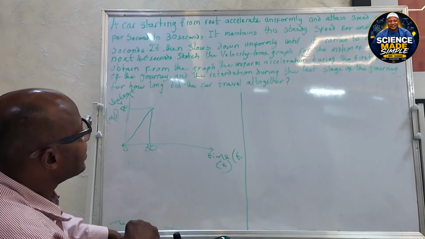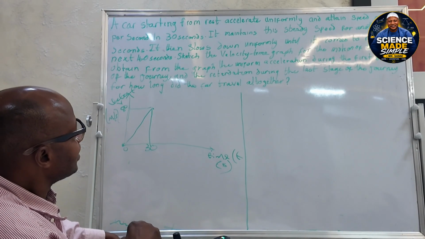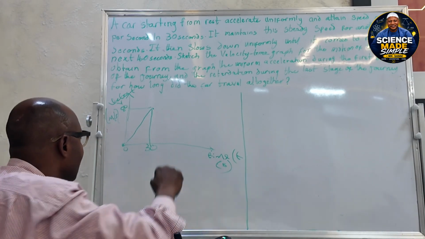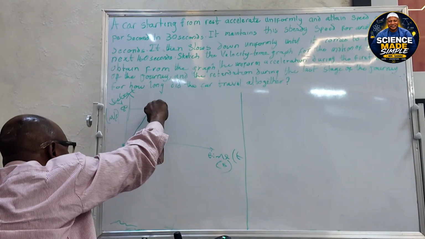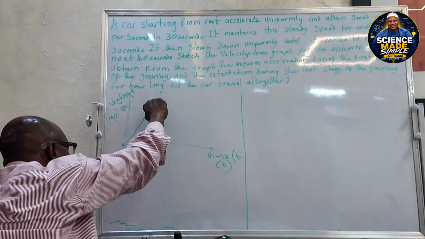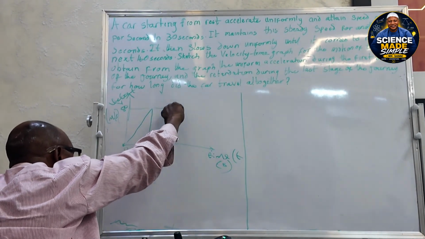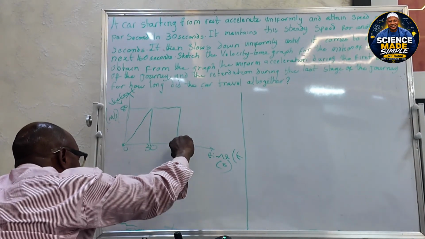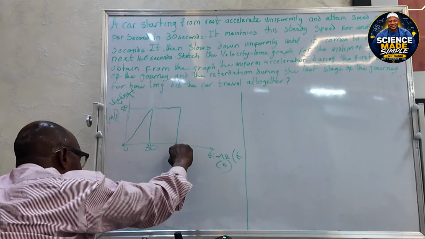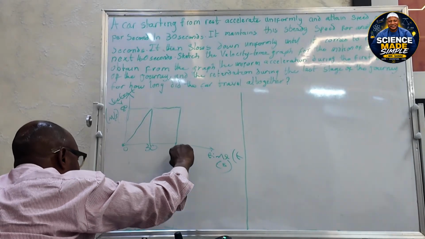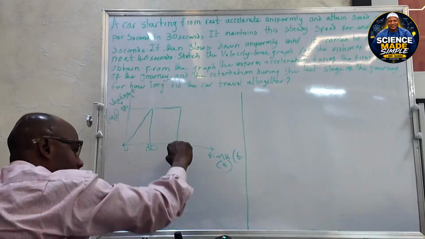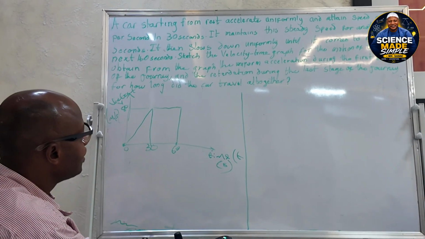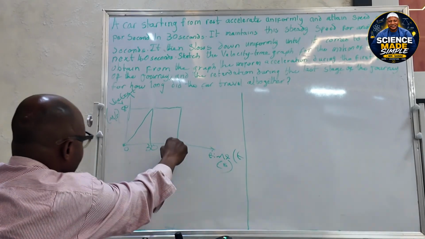It maintains this steady speed for another 30 seconds. That is, when it gets the speed of 80, it maintains this speed for another 30 seconds. That means this time will be 60. 30 plus 30 will give you 60. It maintains the speed for another 30 seconds.